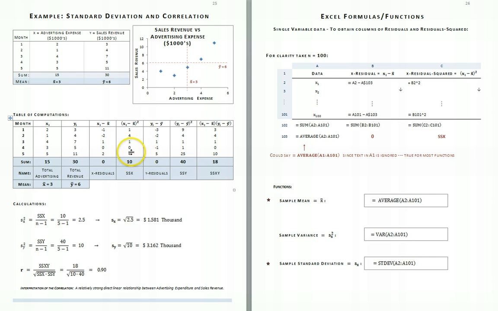Here's the column of residual values squared. Minus 1 squared is 1, minus 2 squared is 4, and so on. The sum of the residual squared column is SSX.